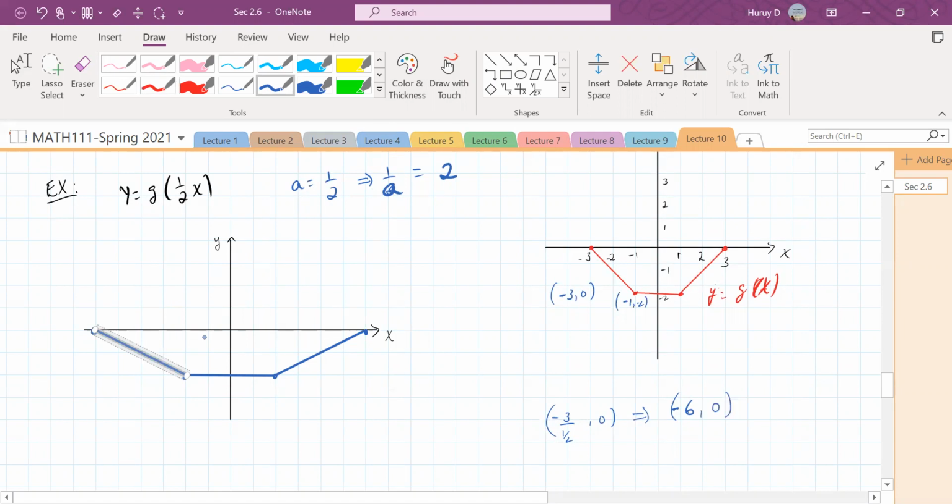Okay. And as you can see, this graph is stretched horizontally by 2 units. Okay, by 1 over a means 2 units. And that's what we have right here.